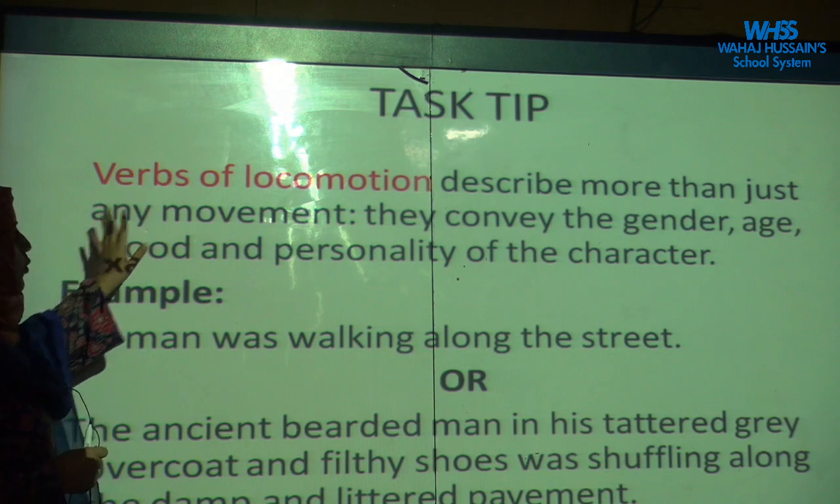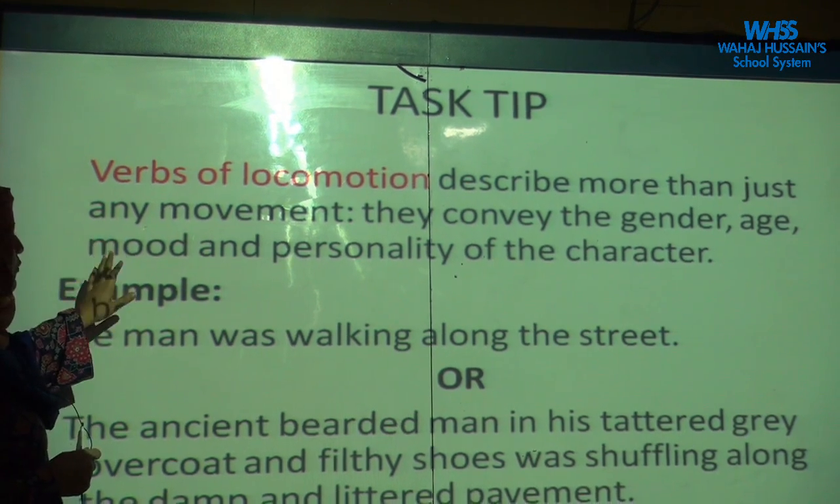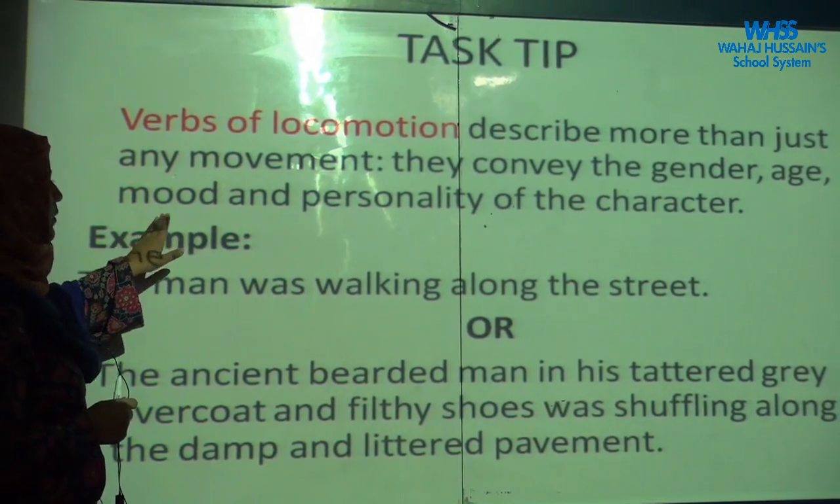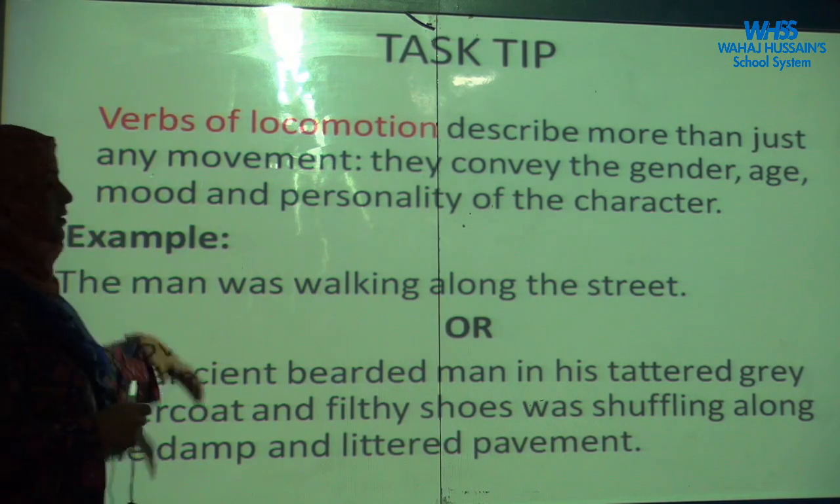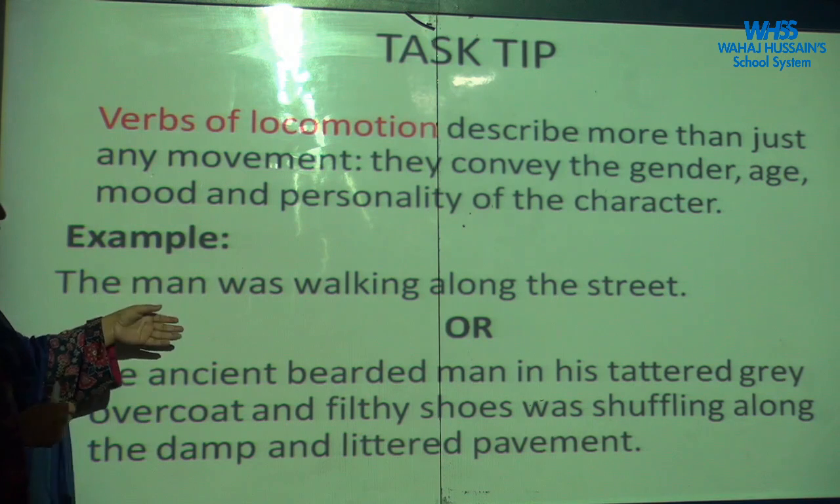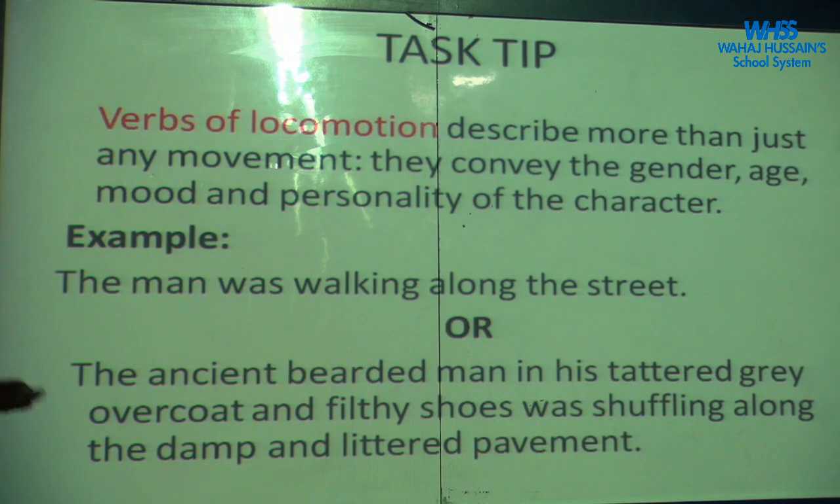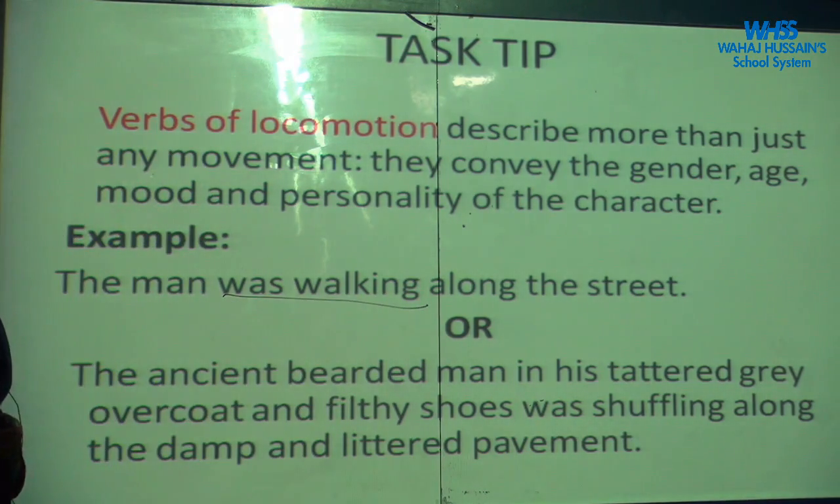Verbs of locomotion describe more than just any movement. They convey the gender, mood, and personality of the character. What I'm trying to say is, look at the sentence. First of all, read the sentence and you will be able to understand. The man was walking along the street.